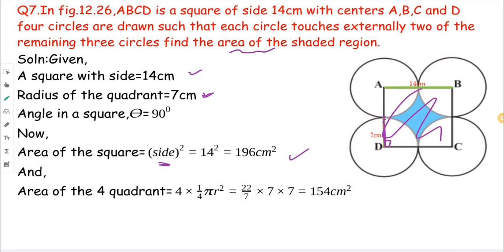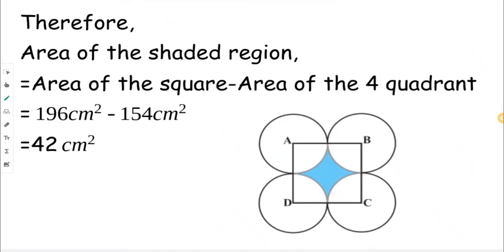Once again, area of the 4 quadrants, 1 quadrant, 2 quadrant, 3 quadrant, and the 4th quadrant. Because there are 4, you can see this 4 here, right? And the formula for 1 quadrant is what? 1 by 4 the area of the circle, right? So you can divide this, 4 ones are 4, 4 ones are 4, and 22 by 7 is pi, right? The value of pi, and then the radius is how much? 7, right? 7 and 7. So I can divide these two. When I multiply, I'm going to get 154 centimeter square.